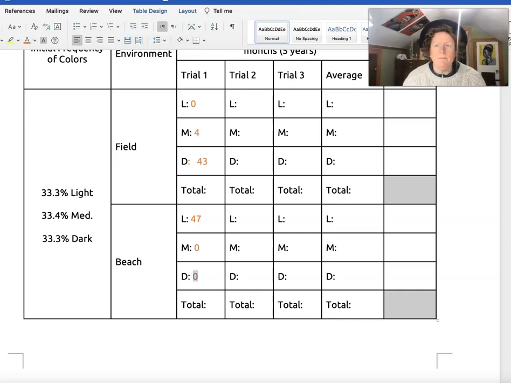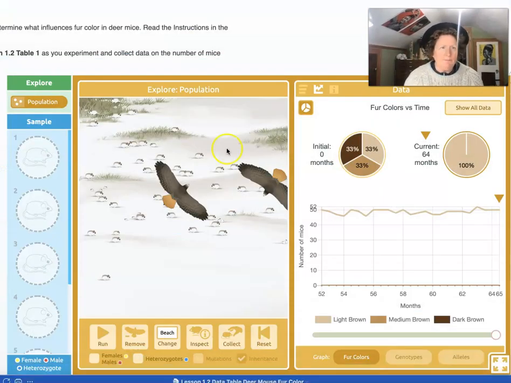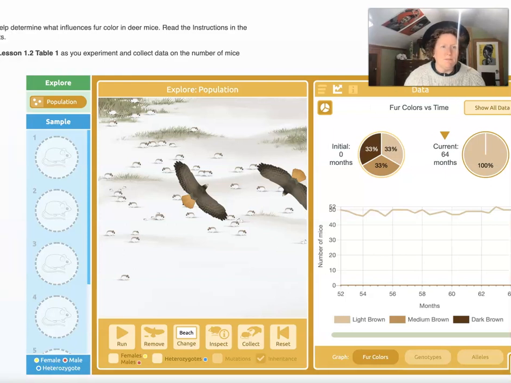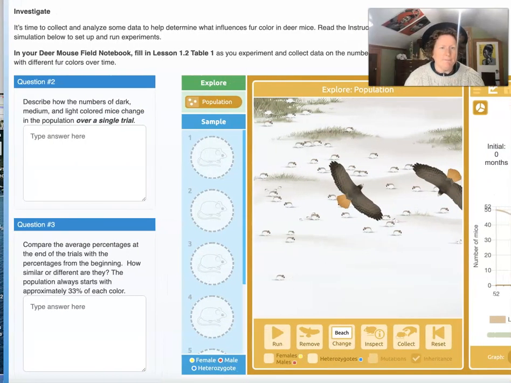This is also part of the lab, but you'll hand it in a little bit separately. You'll still hand it in the same assignment folder, it's just a different sheet. Question number 2 says, describe how the numbers of dark, medium, and light colored mice in the population change over a single trial. Now, will your answer be different for the beach versus the field? You'll have to figure that out. Compare the average percentages at the ends of the trials with the percentages from the beginning. How similar or different are they?